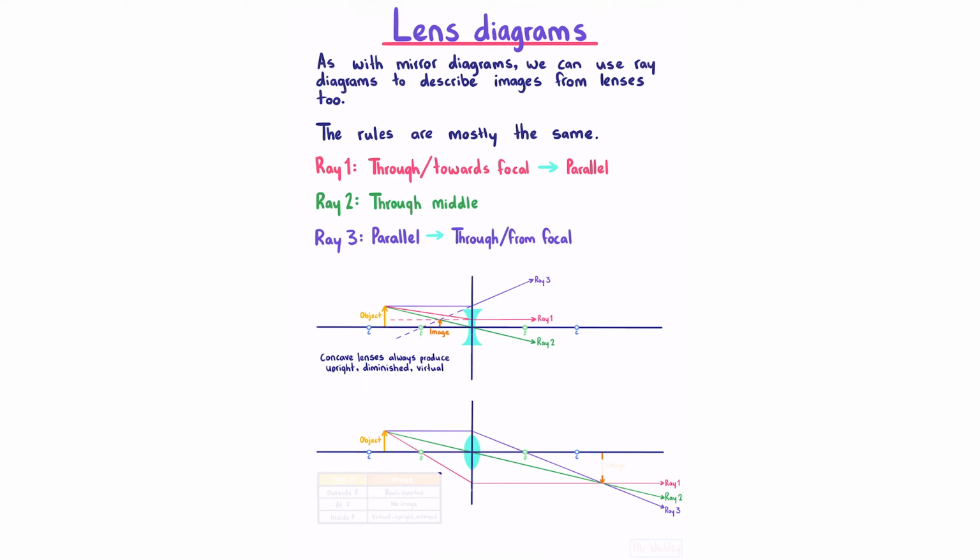The intersection gives us the location of our image. Now, similar to a concave mirror, the nature of the image for a convex lens depends on where the object is in relation to the focal. An object outside the focal will produce an image that is real and inverted. At the focal, no image will be produced as the lines will be parallel and won't converge. An object inside the focal will produce a virtual upright enlarged image.